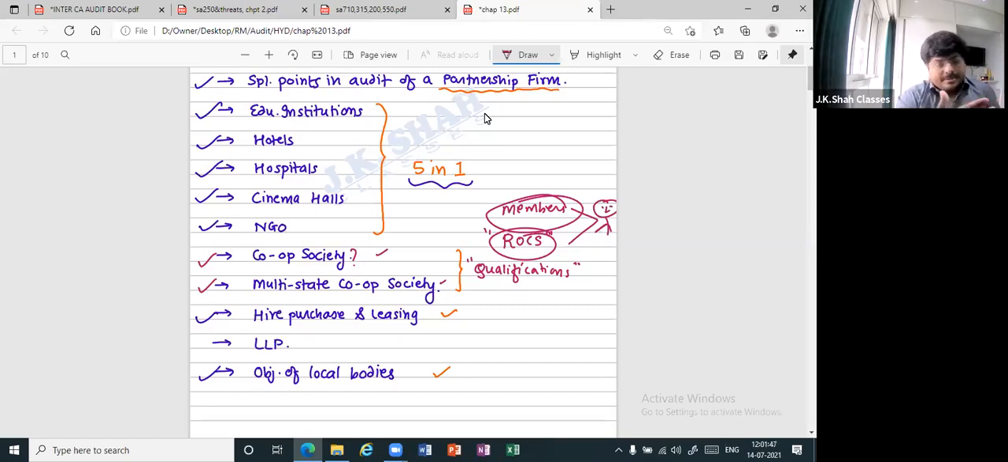Similarly, a cooperative society may give a loan. Now, I told you loans are given to members basically. If you want to give to someone else, then you'll have to take permission of the ROCS. If you give a loan, then obviously you'll have to recover it also.